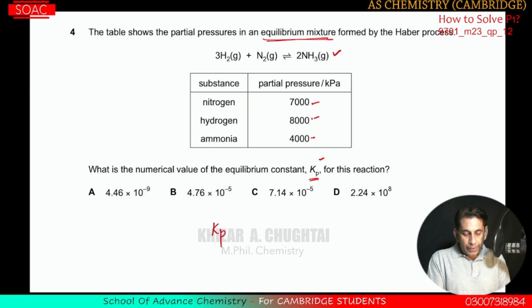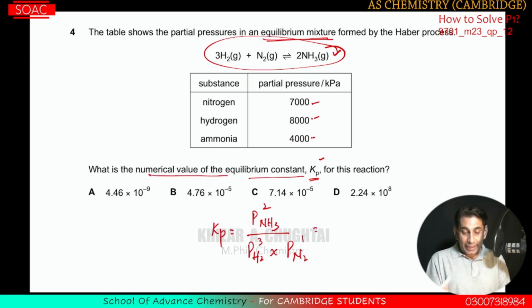So Kp is equal to, from this balanced chemical equation, the pressure of NH3 squared divided by the pressure of hydrogen raised to power 3 and the pressure of nitrogen raised to power 1. As I'm going to find Kp, I'm putting in these partial pressures at equilibrium.